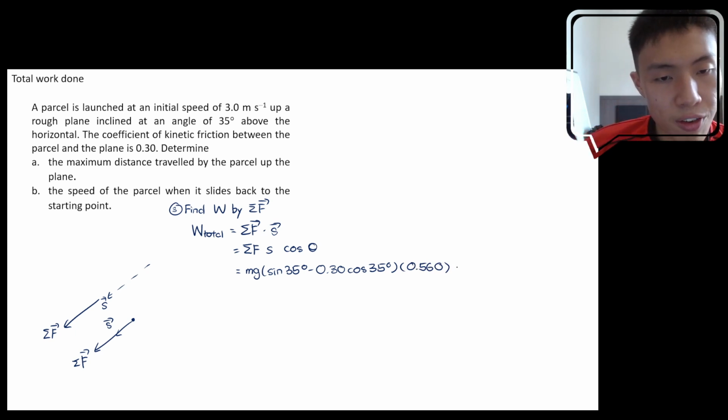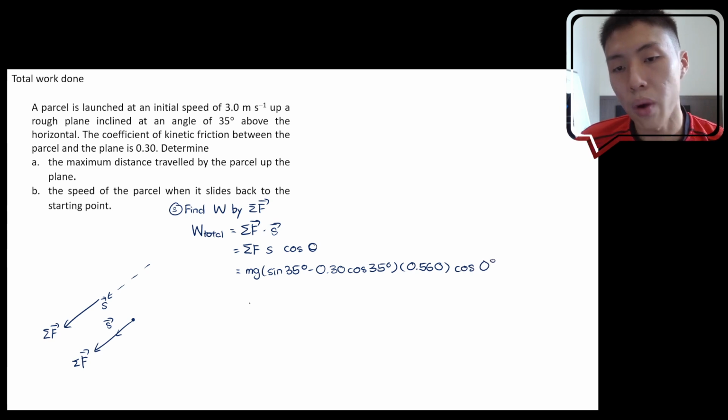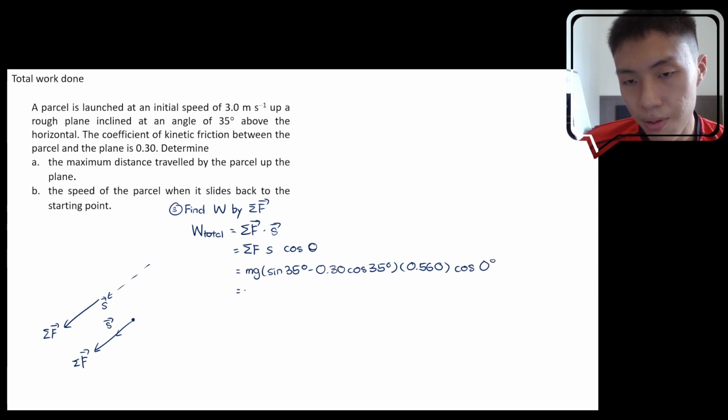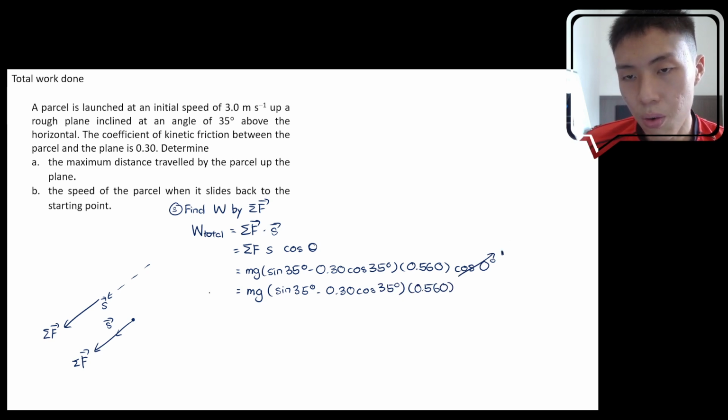So now you are left with cos theta, and you know that theta is 0 degree, so cos theta will be 1. If you put in everything, you get mg sine 35 minus 0.30 cos 35, and you have your 0.560 at the back. Cos 0 will be equal to 1. Now you have your work total already.